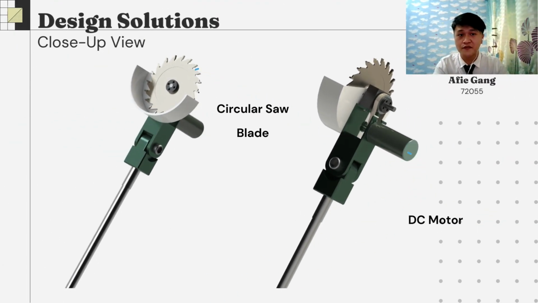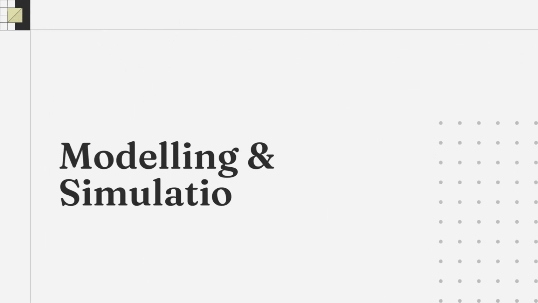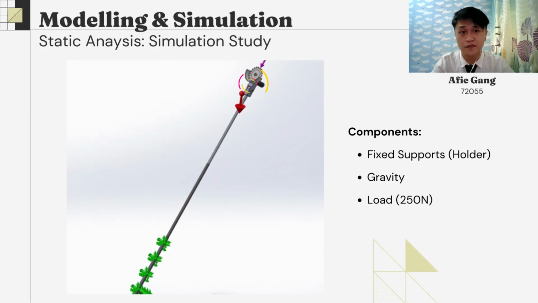This is the close-up view of our palm cutter, in which the main components are the saw blade, motor, and belting system. All the material used for the head unit of the palm cutter has been analyzed thoroughly. A static analysis has been performed using SolidWorks in order to determine the strength, stability, and deformation characteristics of the palm cutter under static load.